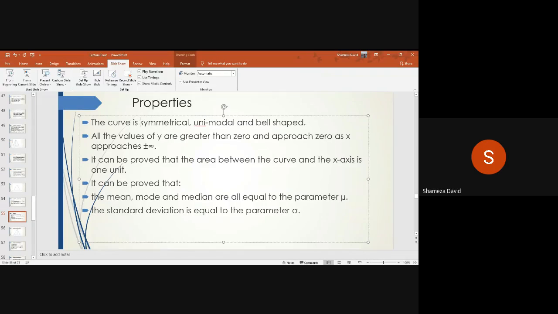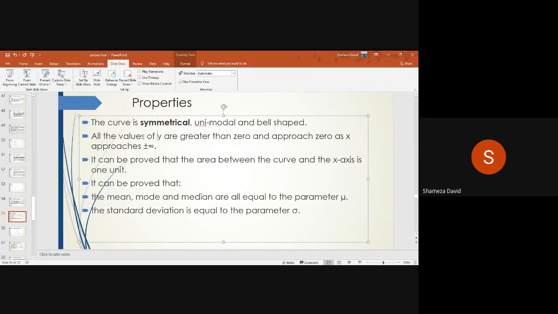First, the curve is symmetric, as we said. It's symmetric, it has that bell shape, it has one mode. And so if you cut it in half, you will find that both sides look exactly the same. All the values of y or x, whichever letter we use to represent the variable, are greater than 0. So generally speaking, we are looking at positive values, and they approach 0 as x approaches infinity.